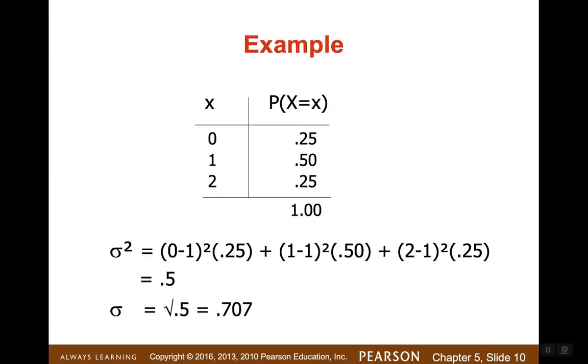So we take our probability distribution here and run through the calculation. What we find is the variance is 0.5. If we take the square root of 0.5, we get 0.707, which is the standard deviation. So our mean is 1, and our standard deviation is 0.707.